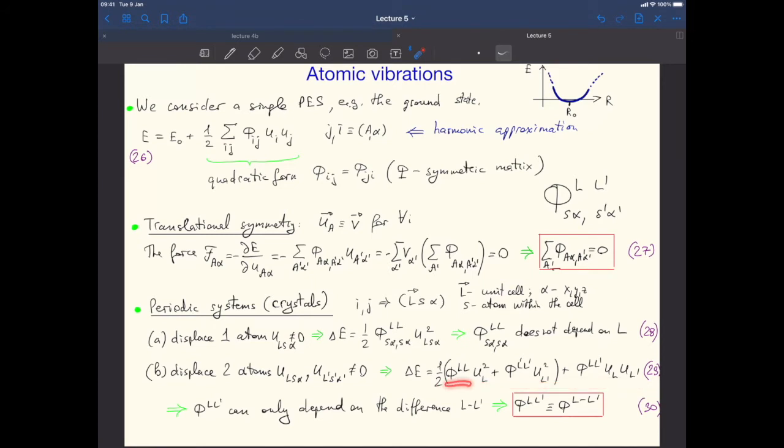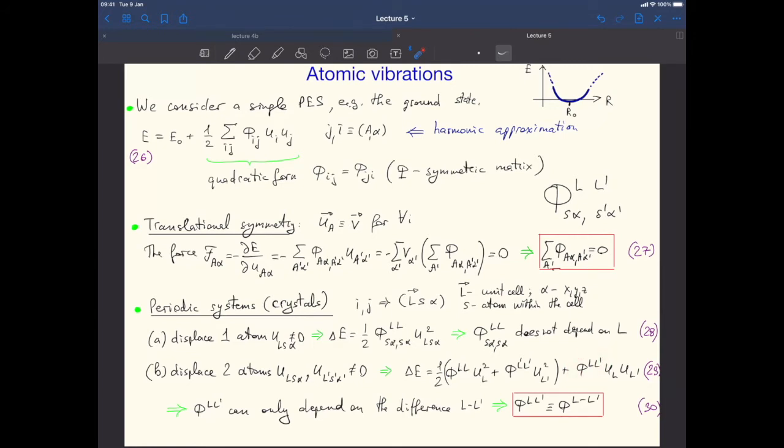We know that these two coefficients don't depend on L and L prime respectively. So only this coefficient may still depend on these indices L and L prime. However, it is clear that the energy difference which we created by displacing these two atoms may only depend on the relative positions of these two atoms, so on the difference of these two lattice vectors L and L prime. Therefore, as these two coefficients do not depend on L and L prime at all, this coefficient should depend on their difference.